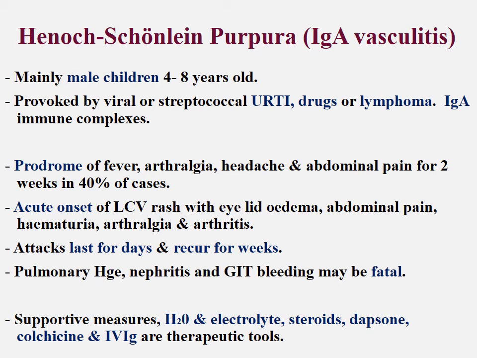This disease may affect the life of the child. It may cause pulmonary hemorrhage, nephritis, or GIT bleeding that may be fatal if the case is not diagnosed early and treatment was not taken early enough. Treatment mainly for this case, number one, is to diagnose early, and then the patient should be hospitalized and given supportive measures, caring about water and electrolyte imbalance. Systemic steroids, dapsone, colchicine, IV immunoglobulins are all therapeutic tools, according to the severity of the case, that should be carefully monitored and observed.